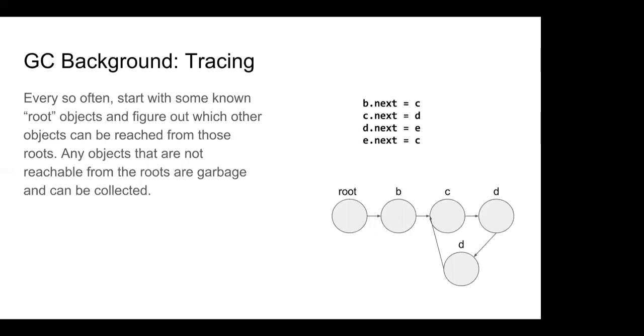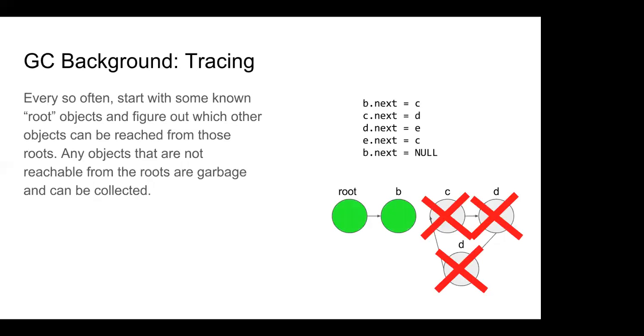So basically, like I said, with tracing, every so often you start with the known objects and you work your way through. Again, we have this list of objects here that are all kind of pointing to each other, and we modify it so that B no longer points to C. So again, we have this disconnected cycle here. But now instead of looking at the count of how many references each object has coming into it, we start with the root, and we say, okay, we know we can reach the root. What can we reach from the root? Well, we know that we can get to B, so B must still be alive. Everything else couldn't be reached from the root, and so we assume that it's garbage, and we collect it.